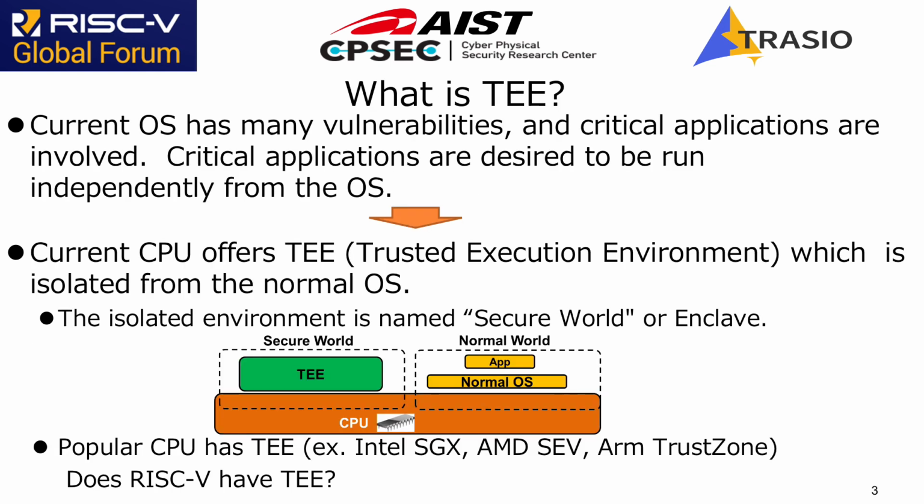First of all, we introduce TEE. Current OS has many vulnerabilities and critical applications are involved. This type of application is desired to be run independently from the OS. In order to solve this problem, current CPUs offer TEE. TEE is Trusted Execution Environment, which is isolated from the normal OS. The isolated environment is named Secure World or Enclave. The image below shows the relationship between the secure world and the normal world. Popular CPUs have TEE, for example, Intel SGX, AMD SEV, and ARM TrustZone.